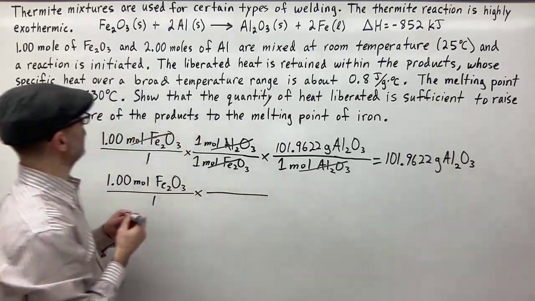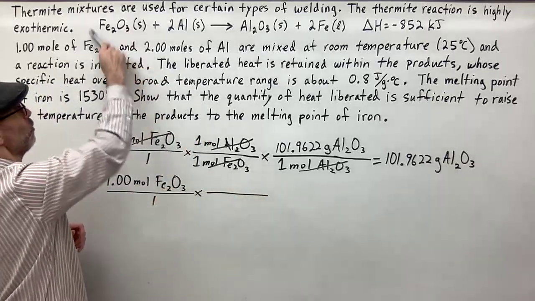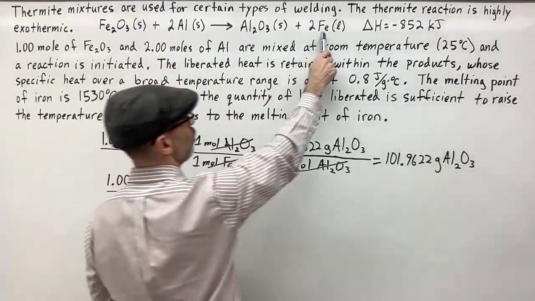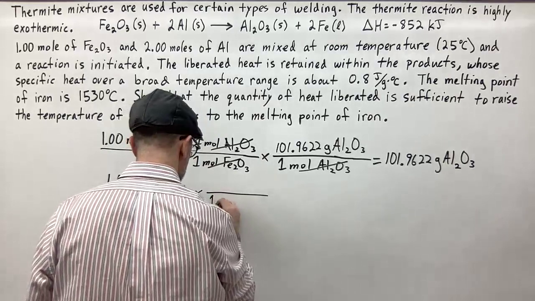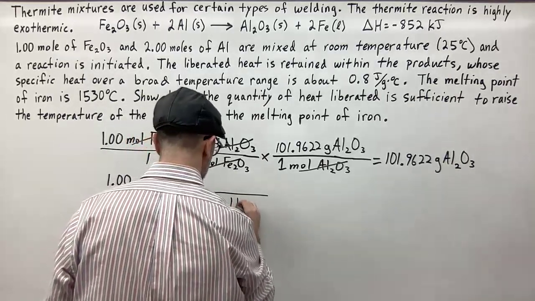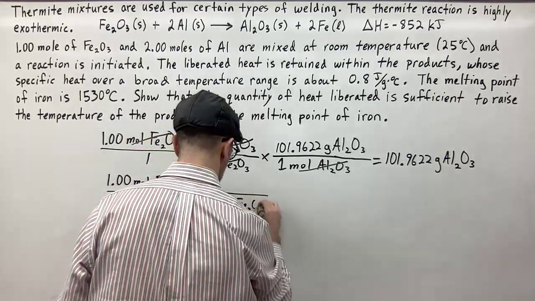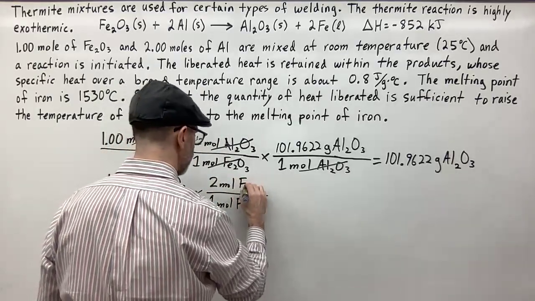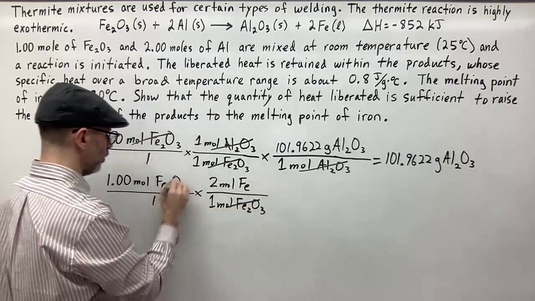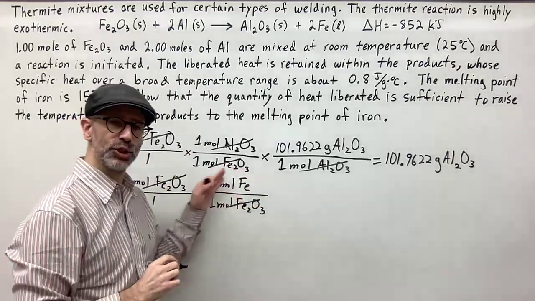And we're going to use the mole ratio to go from 1 mole of Fe2O3 to 2 moles of the iron. So then it'd be 1 mole of the Fe2O3 on the bottom, 2 moles of iron. So moles of the Fe2O3 cancel out.